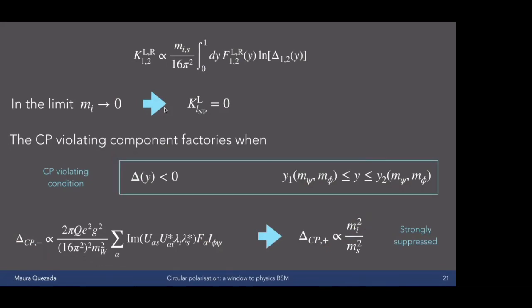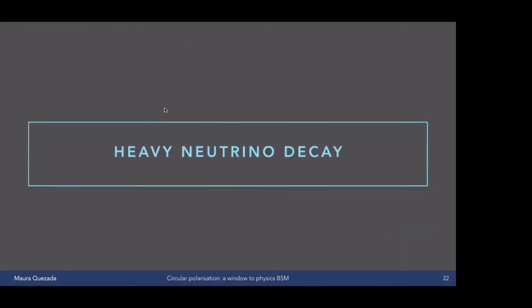So I just want to emphasize that this is the important part of the calculation. This is what we've been calling the CP violating condition in order to obtain these imaginary parts from these loop calculations.